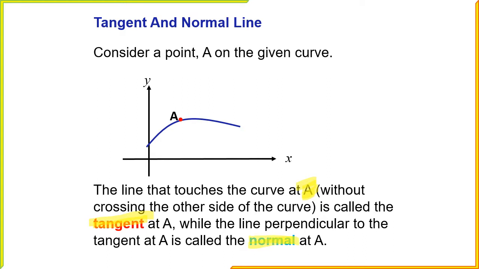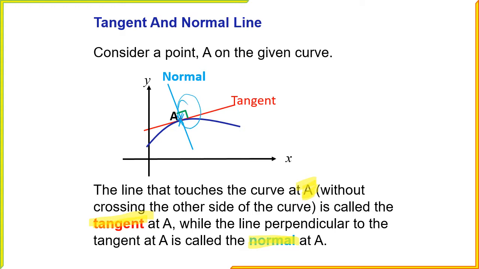So if we have the tangent, then the other line that is perpendicular means that the angle between the tangent line and normal line is 90 degrees. Okay, so this is our tangent line because it touches the curve only once, which is at A. And then we have the normal, which is at 90 degrees to the tangent. So this is our normal.